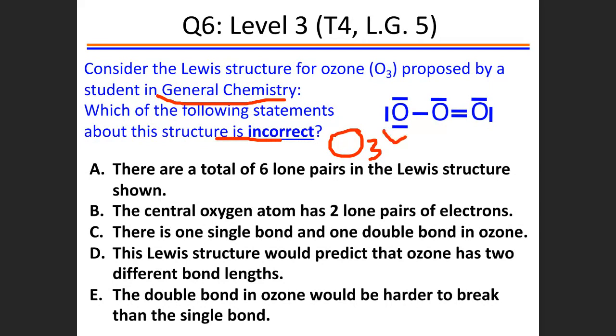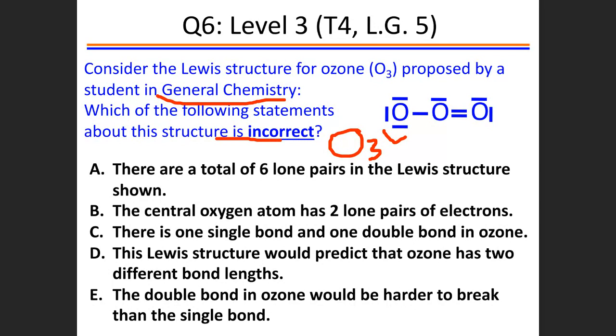So here, if we look, 2, 2, 4, 6, 8. 4, 4, 8, 4, 4, 8. Okay. There are a total of 6 lone pairs in the Lewis structure shown. Total 6 lone pairs? 3, 4, 5, 6.